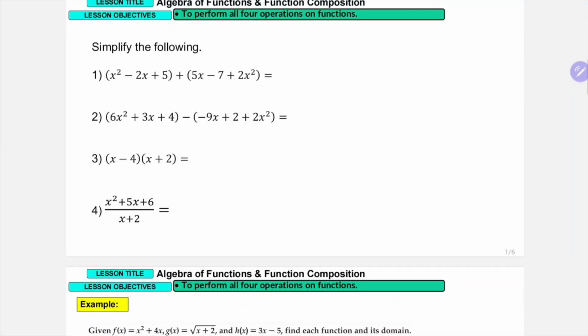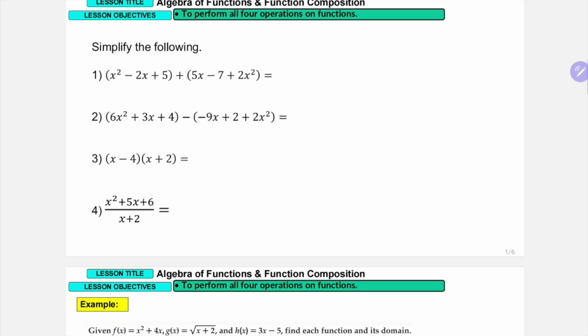Hello everyone, in today's lesson we're going to learn how to perform all operations on functions, and I mean by that the 4 operations: addition, subtraction, multiplication, division. So to start the lesson, we need to recall how to simplify these 4 expressions. I recommend that you give it a try, so pause the video and try to simplify these.